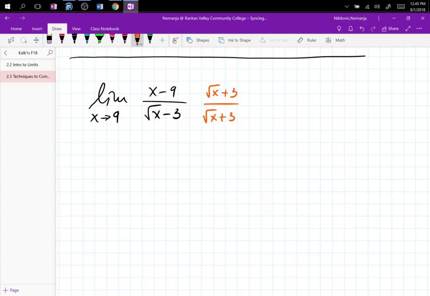I'm just going to give you a quick tip and suggestion. Don't FOIL the top, only the bottom. Cause I'm nice. One side of it.